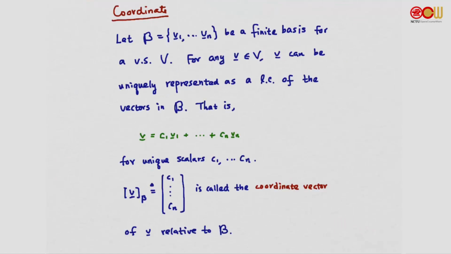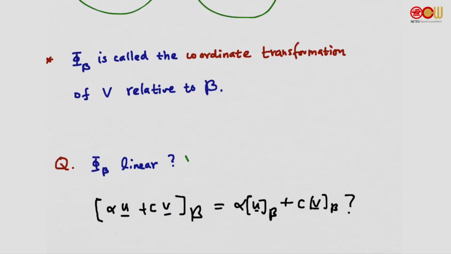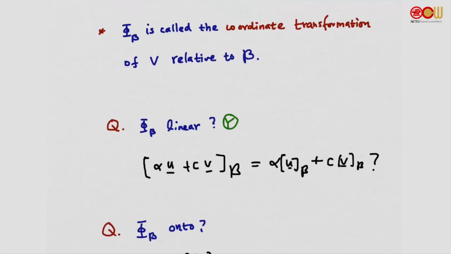For this, let's go back to the definition of coordinate vectors. And we can verify that's indeed the case. Yes, phi B is linear. Second question, is phi B onto?